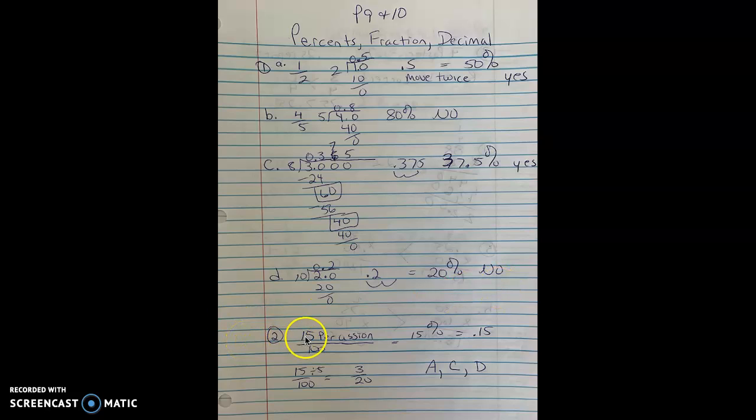Question number 2. There are 15 percussion, so 15 goes on top. There's 100 instruments total when you add them all up, so 100 goes on the bottom. So when it's over 100, it's already equal to percent, because percents are always out of 100. So 15 out of 100 is 15%. Move the decimal twice to the left is 0.15. So far we have 15 over 100, 15%, and 0.15. Then I can reduce my fraction by dividing by 5, and I get 3 over 20. So therefore, A, C, and D are all equivalent to 15 over 100.